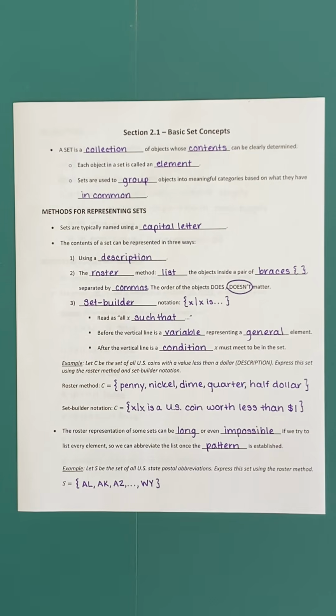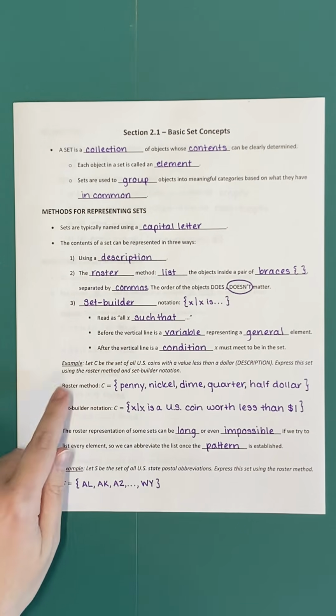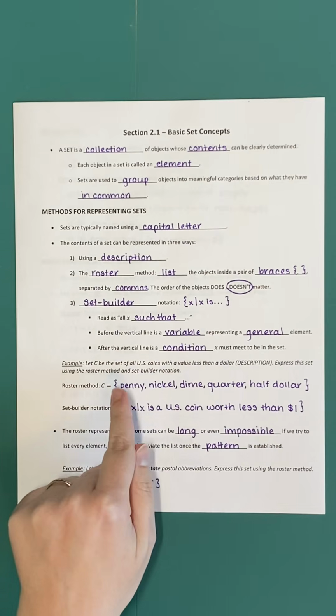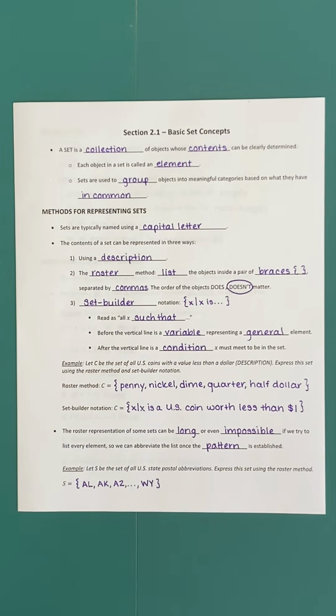So how do you actually use roster method if you can't make a full list of the items in the set? What we're going to do is we're going to use roster method in general in terms of making a list, but rather than actually listing out every item, we're going to abbreviate the list.